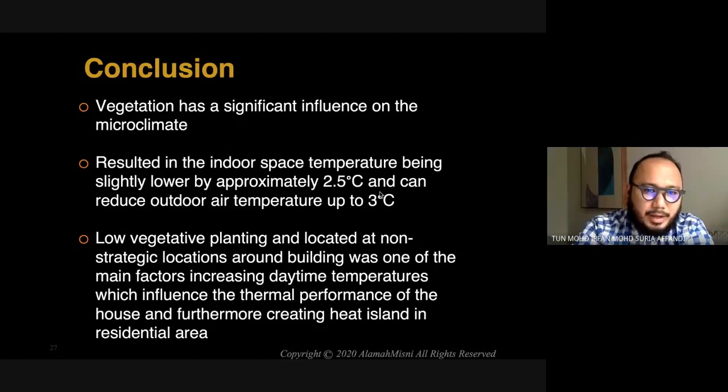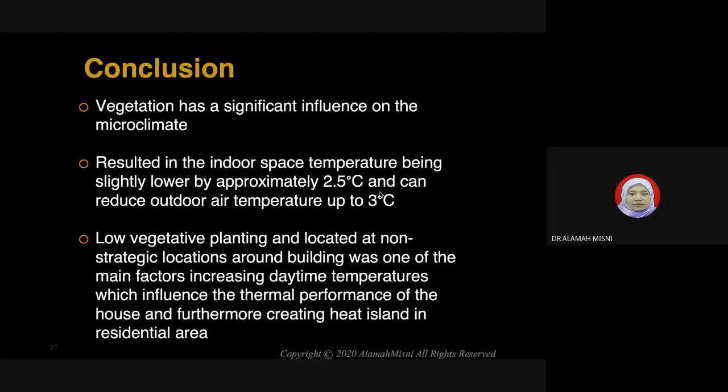Okay. But the last one, the low vegetative planting at non-strategic locations around buildings was one of the main factors increasing daytime temperatures. Are you saying that shrubs increase temperatures during the daytime? This one refers to low vegetative planting located in non-strategic locations. Strategic location here actually refers to the strategic location of the vegetation we plant around the building, around the structure or around the house.